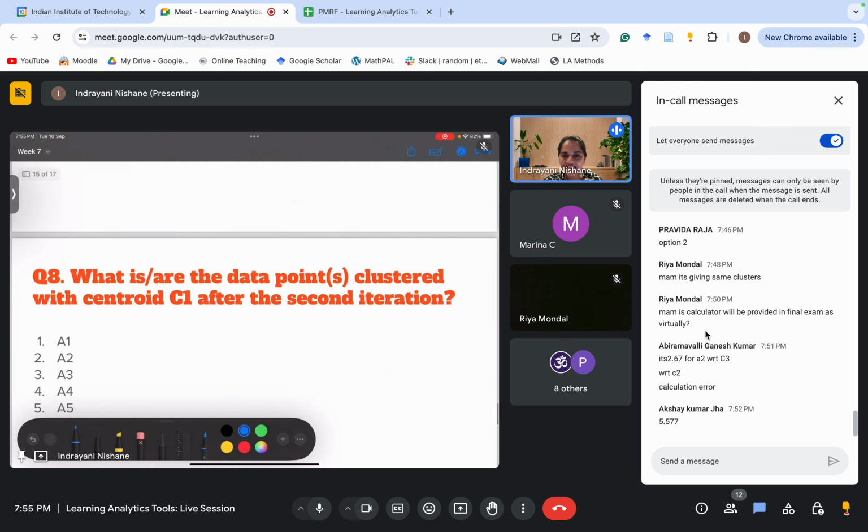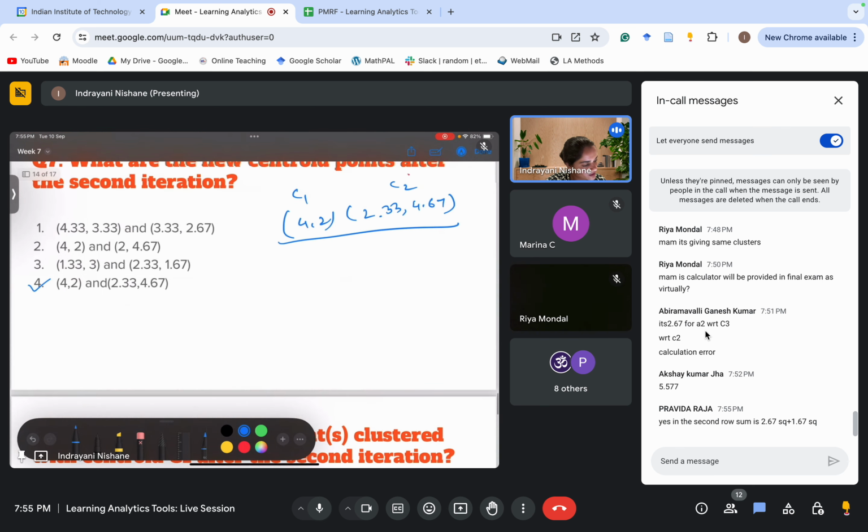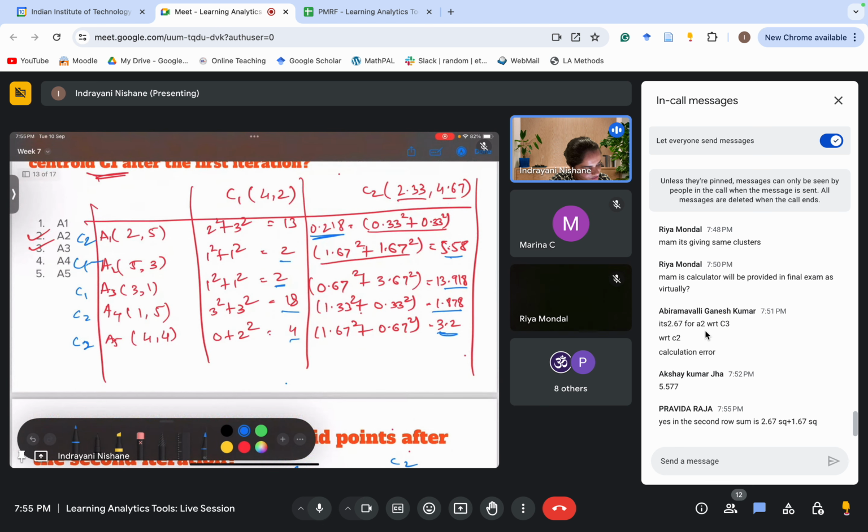So it is easy calculations, you just have to keep on repeating. Second row sum is, let me check. 2.33, 2.67. Yes, you're right. 2.67 plus 1.67 square. So, what is the final answer? 2.67 square plus. So, this 1.67 is correct, I think. No? 9.99. Yeah. 9.99. Let me correct this.